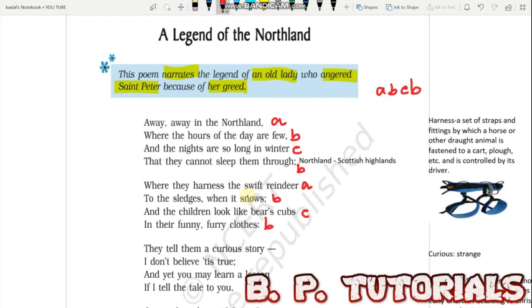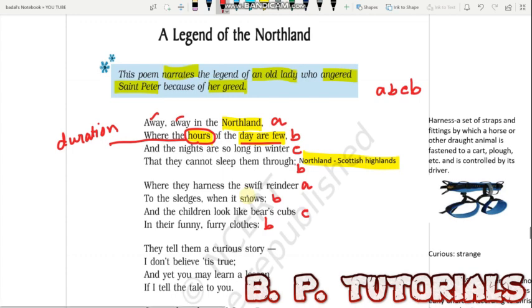Let us go through the meanings of the lines. See, away in the Northland. What is Northland? We already talked about it and got to see the map even. Northland is actually the Scottish Highlands, the hilly areas of Scotland which falls in the UK, United Kingdom. Away in Northland, where the hours of the day are few, it indicates that far away, somewhere in Northland, the hours, that means the duration of a particular day, the duration of the days are very few. That means the length of the day is very less.